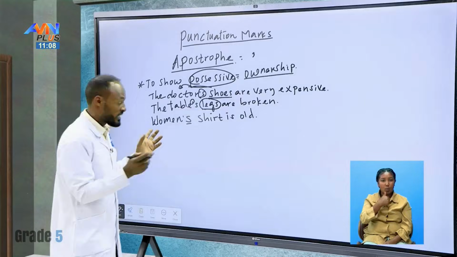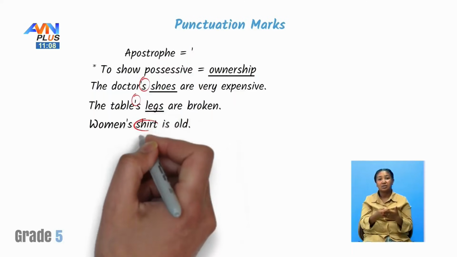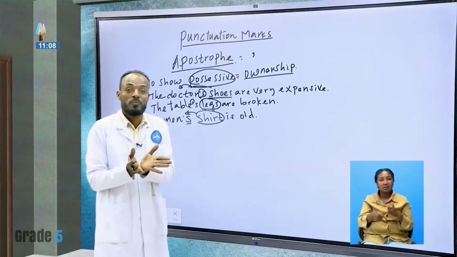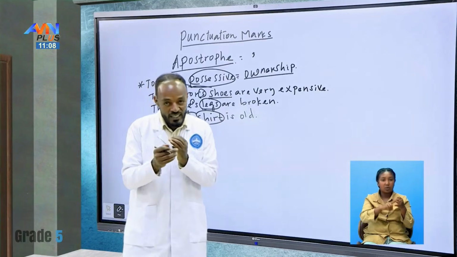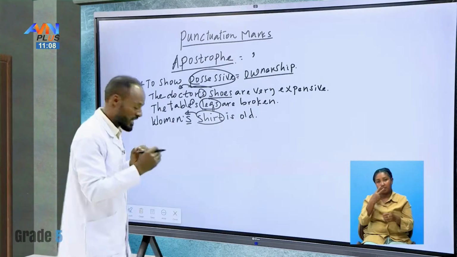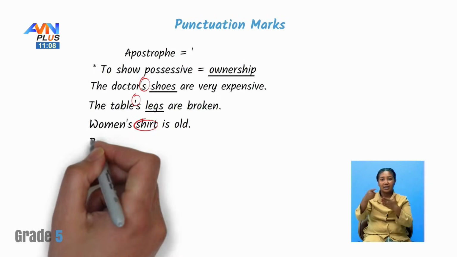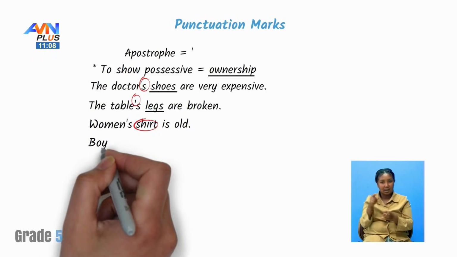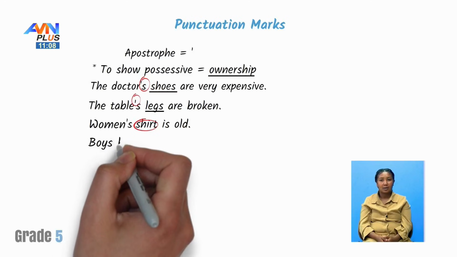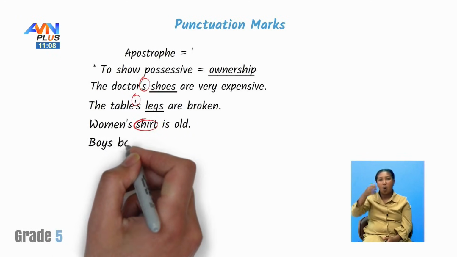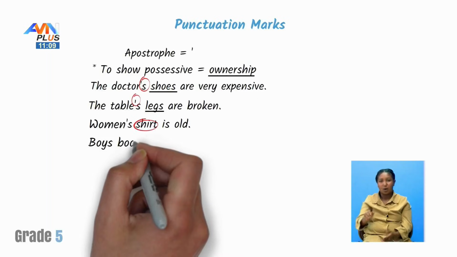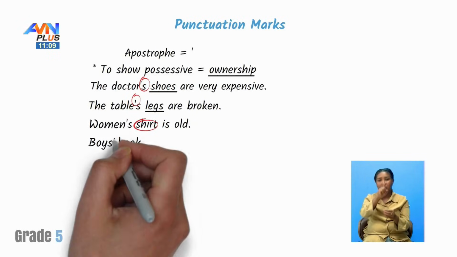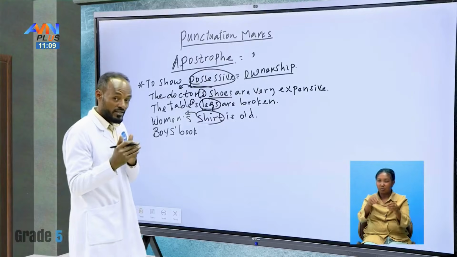The woman's shirt is old. This shirt belongs to the woman. Bear in mind, what if the subject or the noun ends in S? For example, if the noun ends in S, like boys' book, we simply add an apostrophe here. No need for another S.